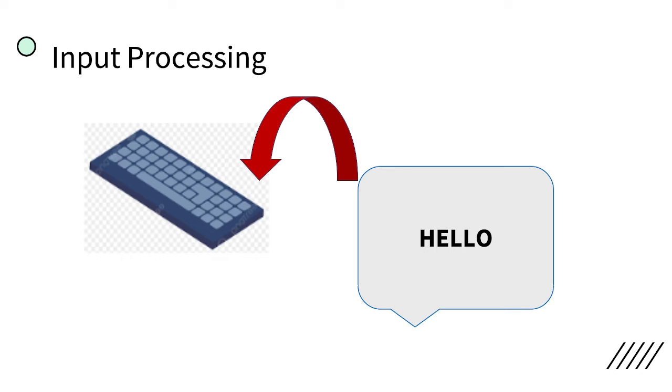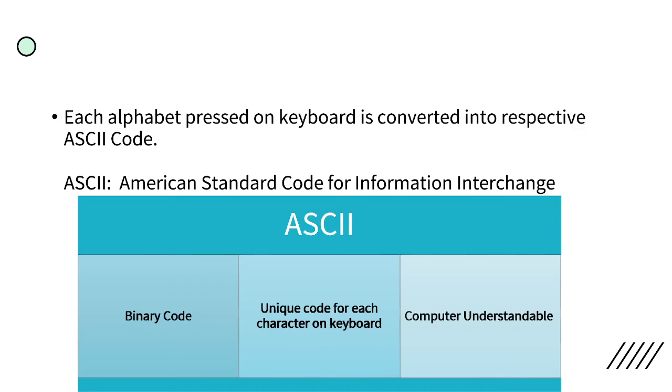If user pressed hello keyword by using the characters on the keyboard, then how are these characters understood by the computer system? To understand this, let's consider the conversion of character into the binary code. Yes, exactly. There is a conversion of character on the keyboard into the binary code. Each alphabet pressed on the keyboard is converted into respective ASCII code. So one might ask, what is an ASCII? The full form is displayed on the screen, American Standard Code for Information Interchange.